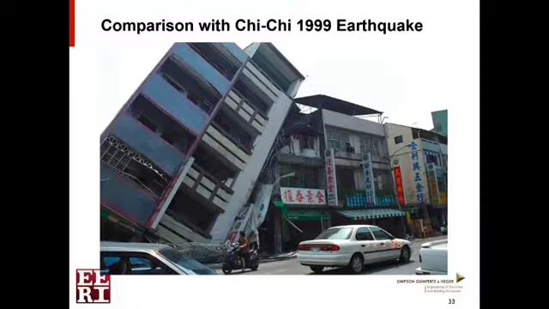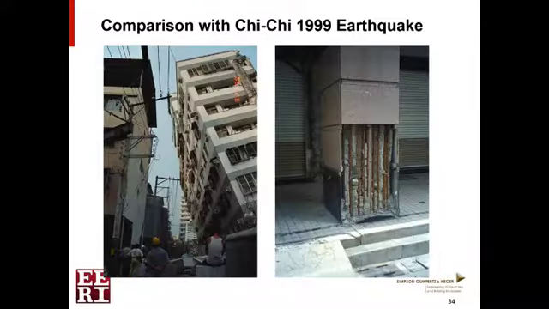What's interesting is although there was more widespread damage in the Chi-Chi earthquake, it was very similar to what we saw in Tainan. And of course, you can see for all the same reasons, the same type of systematic layouts and the same type of construction defects.